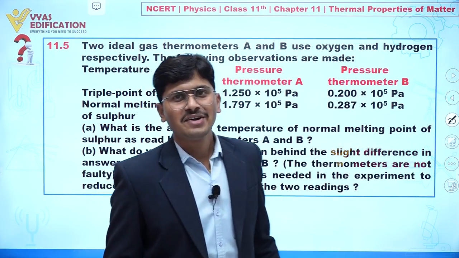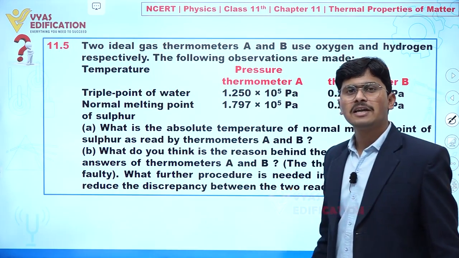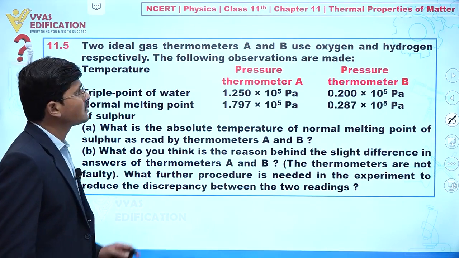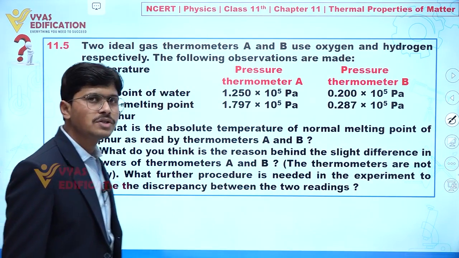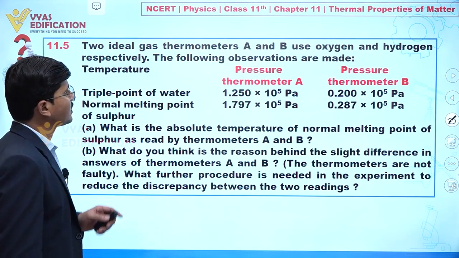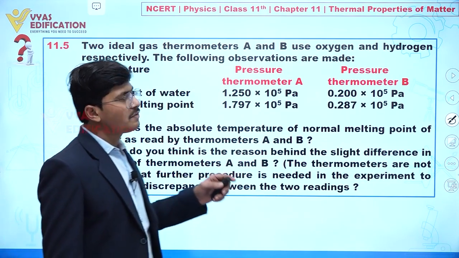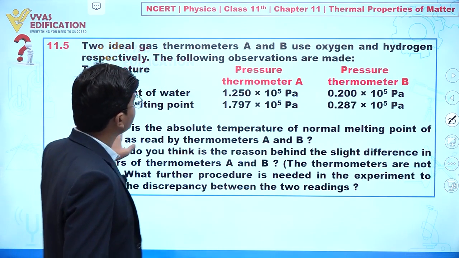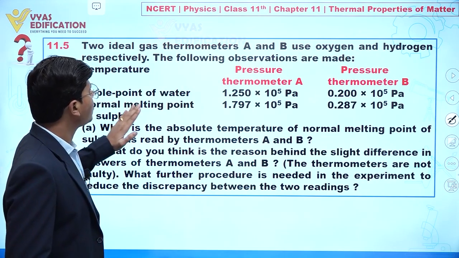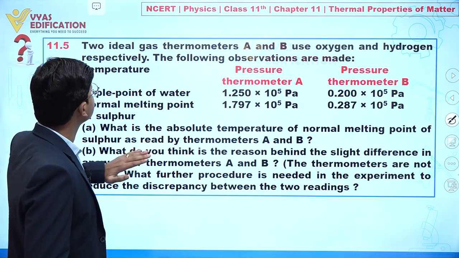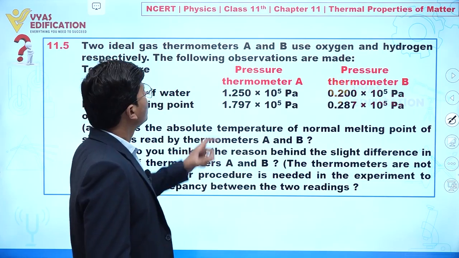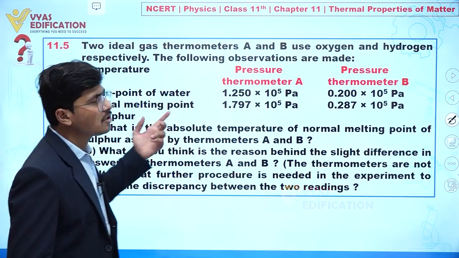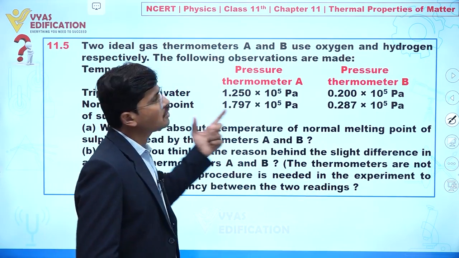Dear student, now we are going to discuss question number 11.5. In this question it is given to you: two ideal gas thermometers A and B use oxygen and hydrogen respectively. The following observations are made. Temperatures are given to you for the triple point of water and the normal melting point of sulfur, for thermometer A and thermometer B. Clear? In thermometer A we are using oxygen, and in thermometer B we are using hydrogen.